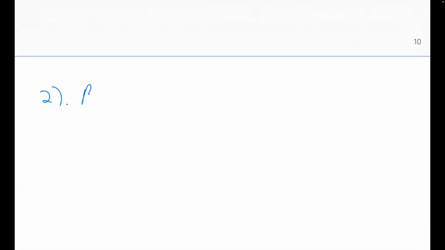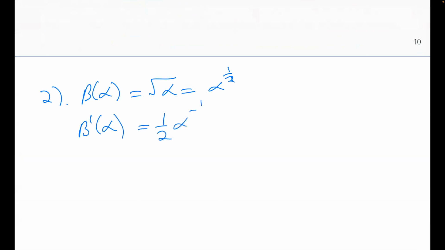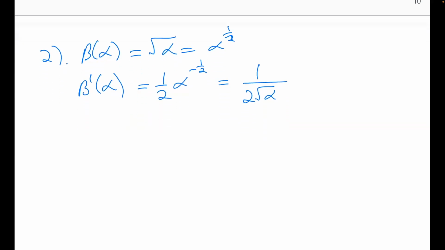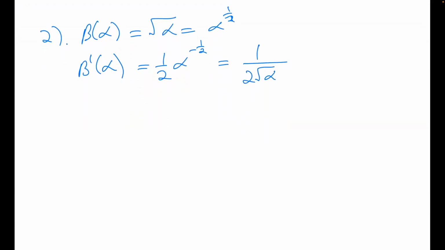So we've got beta of alpha equal to square root of alpha, which is just alpha to the power of a half. If we take the derivative of this, the half comes to the front, lower the power by 1. So we just have 1 over 2 root alpha. That's the derivative of my trade-off. Why do we want that? Well, that features in our selection gradient.